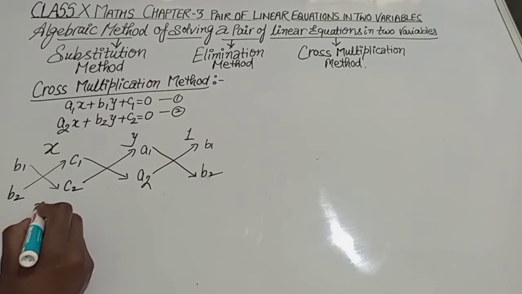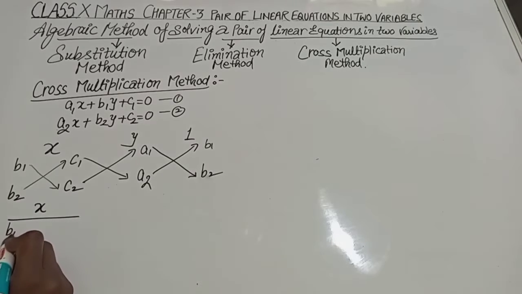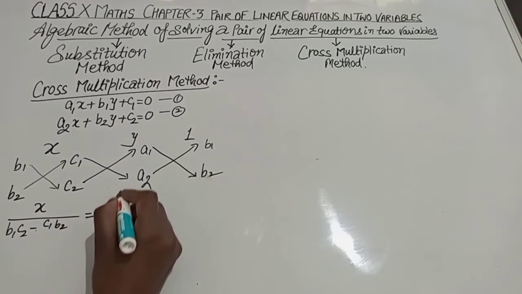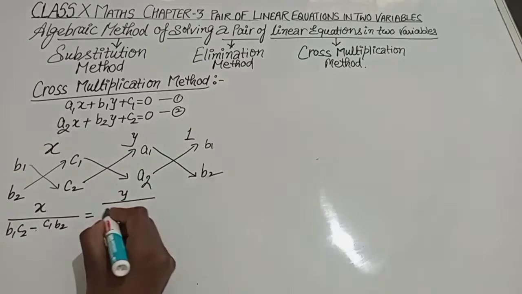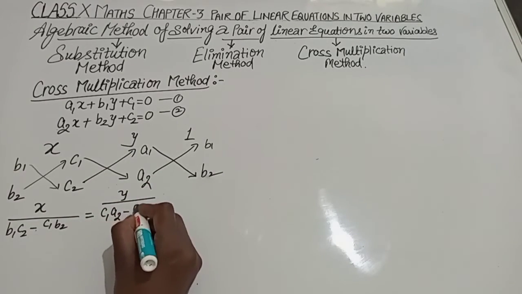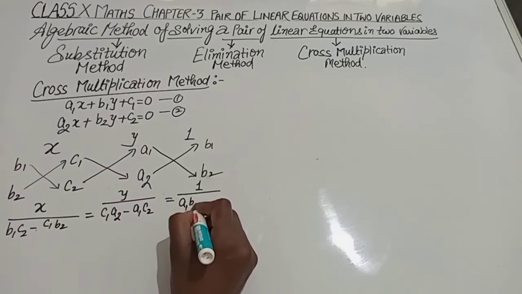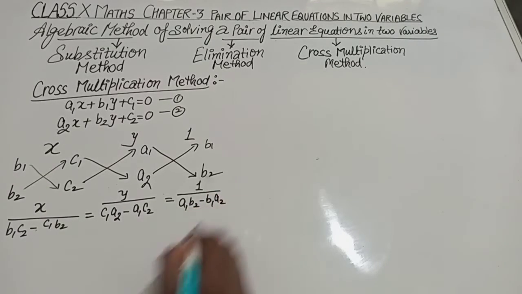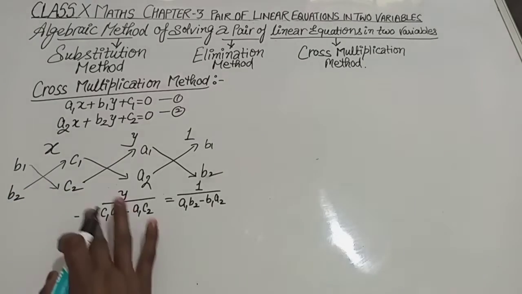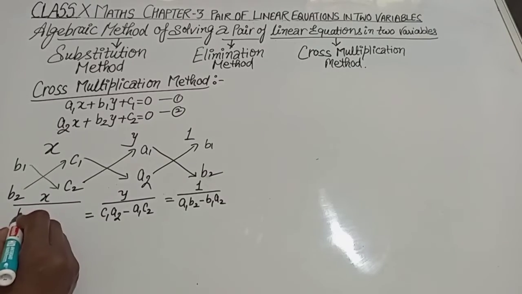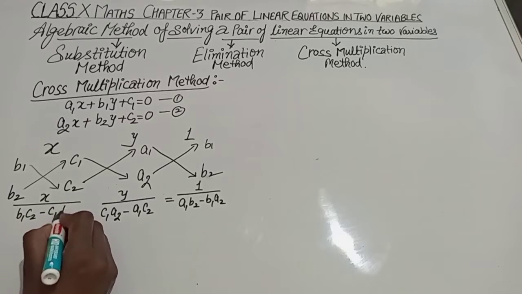Okay, now here x upon b1 c2 minus c1 b2 is equal to y upon c1 a2 minus a1 c2 is equal to 1 upon a1 b2 minus b1 a2.